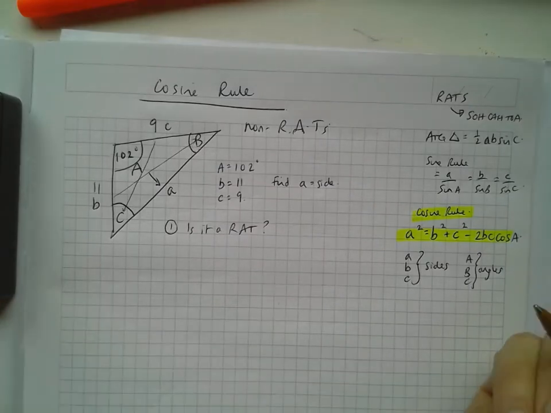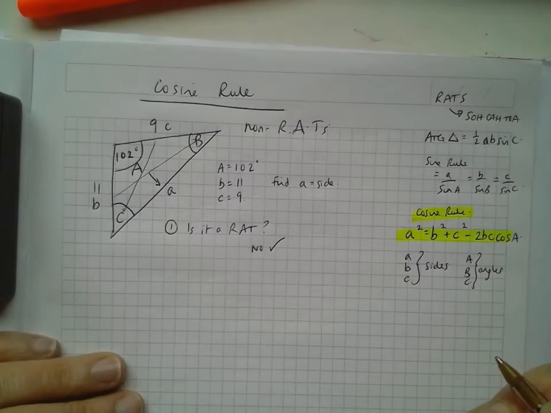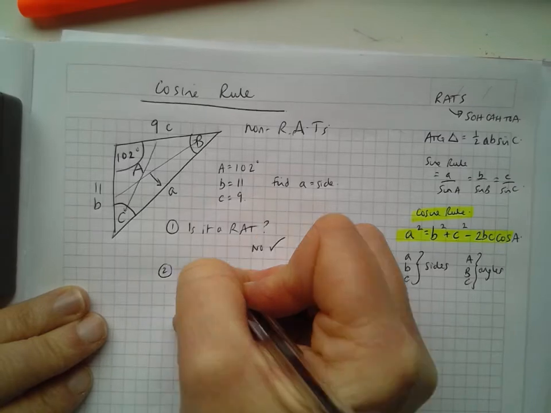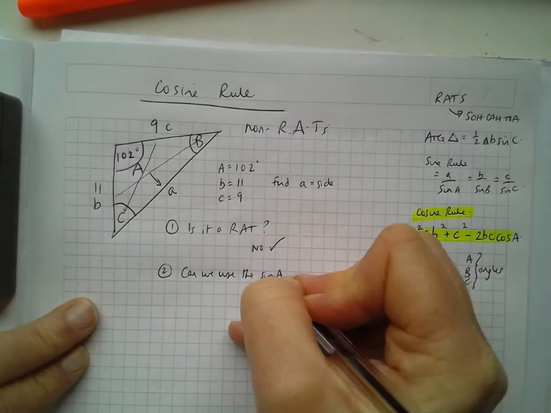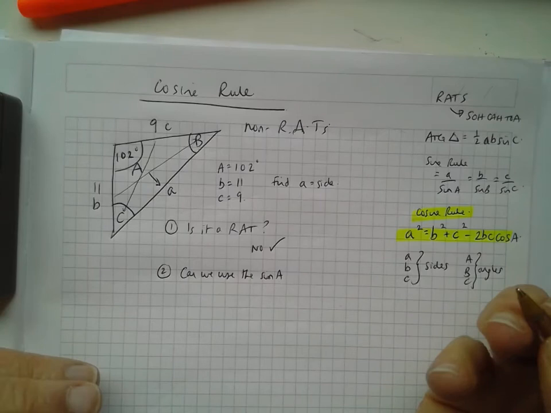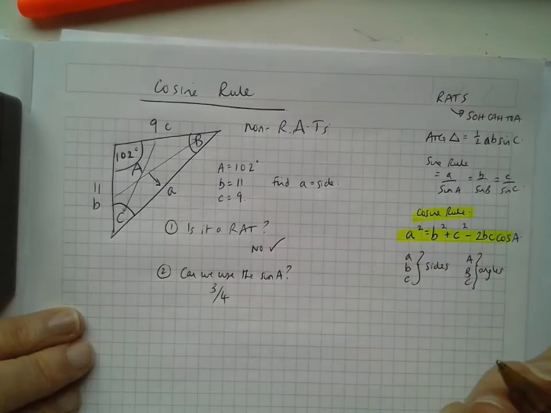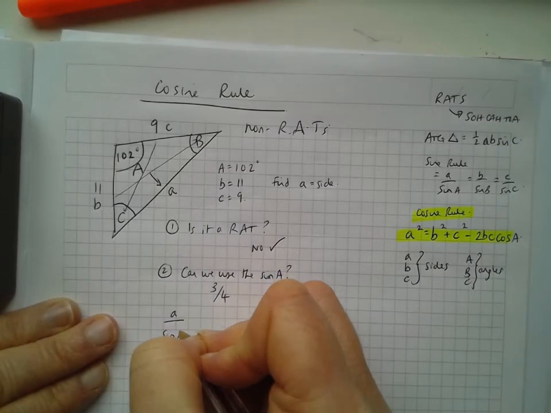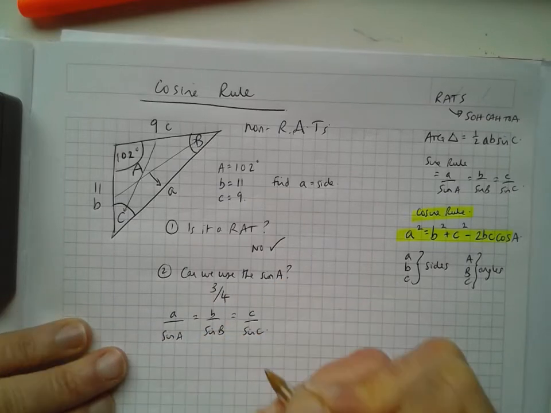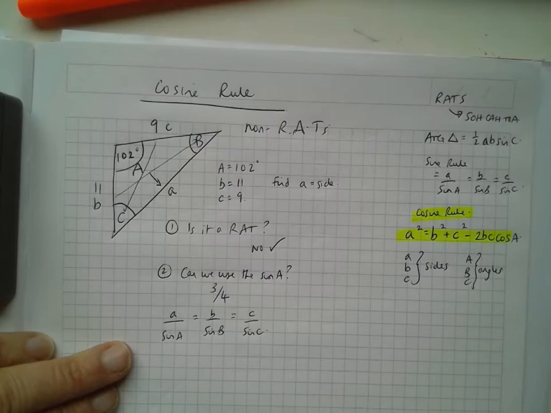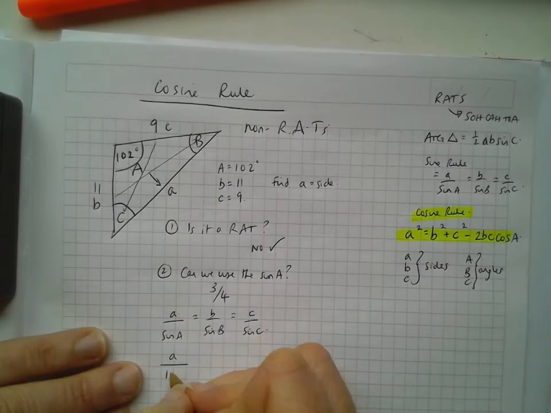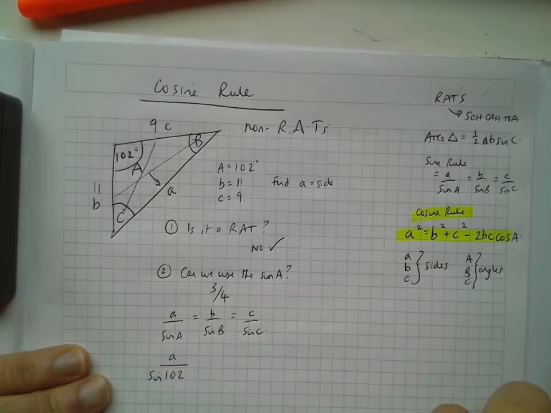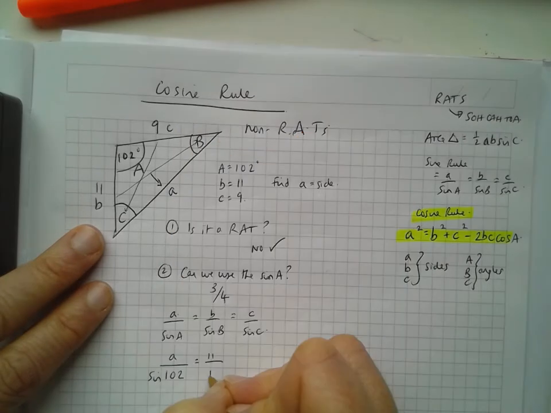Second step: can we use the sine rule? The sine rule is a little bit easier to use than the cosine rule, so if we could use it, it would be easier. To use the sine rule, remember, we need 3 things out of 4. Let's set it up: a over sine A equals b over sine B equals c over sine C. Let's fill in what we have. a we don't know, but the angle opposite is 102, so we have sine 102. b is 11, but we don't have angle B, and c is 9, but we don't have angle C.